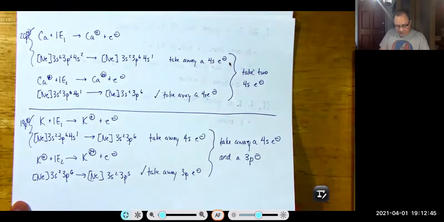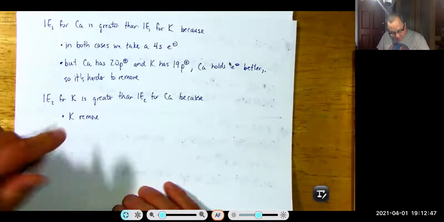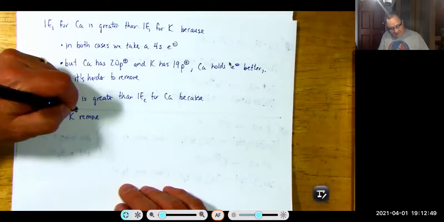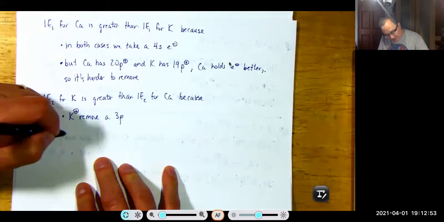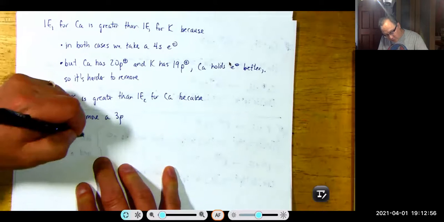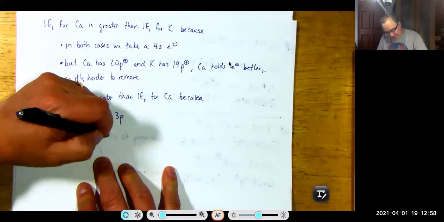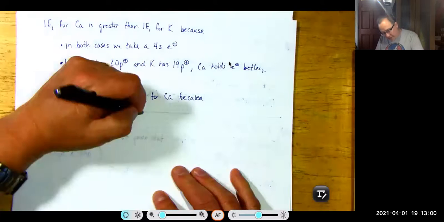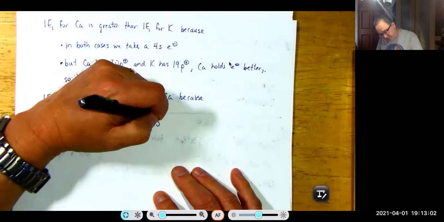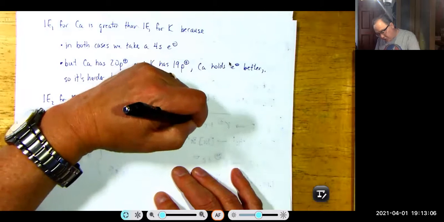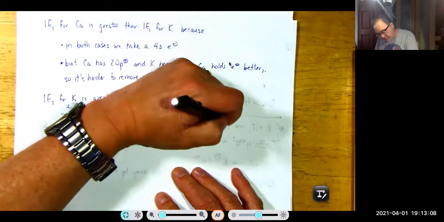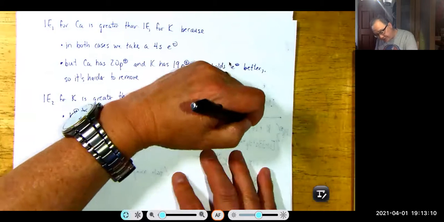So we would say for potassium, you remove a 3p. For calcium, you remove a 4s, and 3s are harder to remove because they're closer to the nucleus.